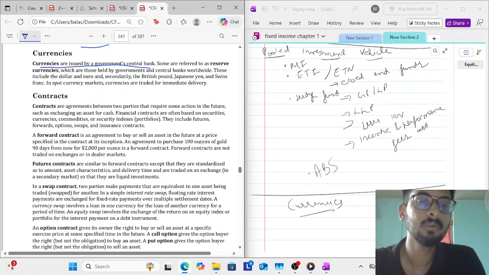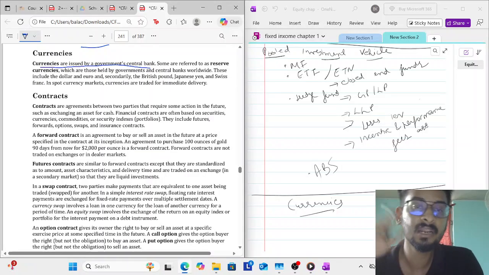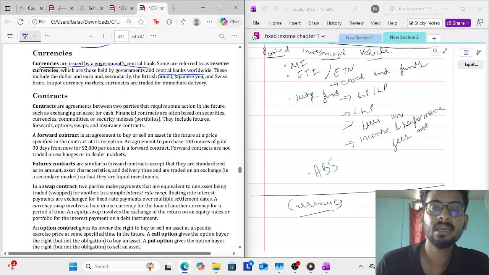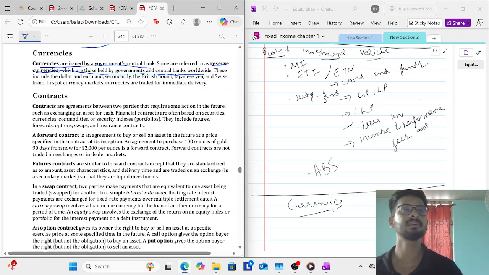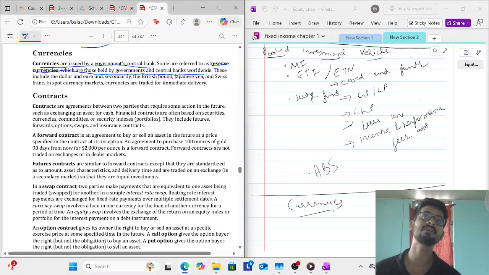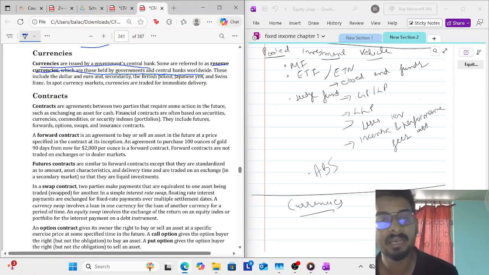Some are referred to as reserve currency, which are those held by governments and central banks worldwide. In our history there were only 4 to 5 reserve currencies. A reserve currency is the currency accepted by most countries worldwide, and countries store it. Today it is the dollar; earlier it was the euro. Even China, after dumping dollars, has restarted buying dollars. I'm linking to the present scenario. So these include the dollar and euro.